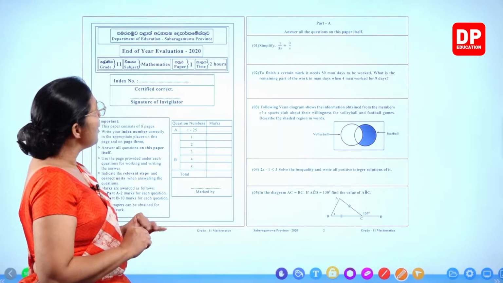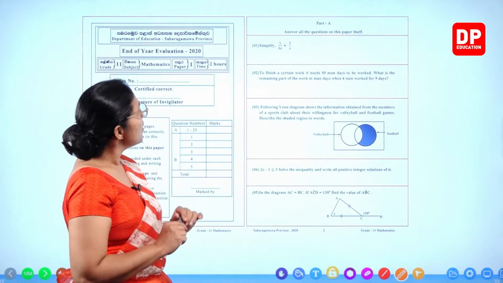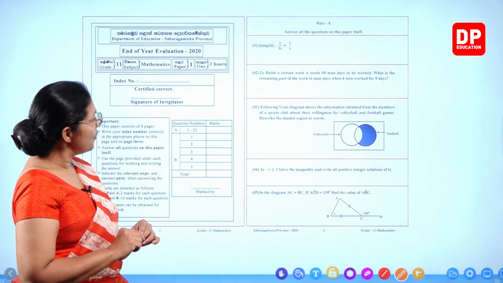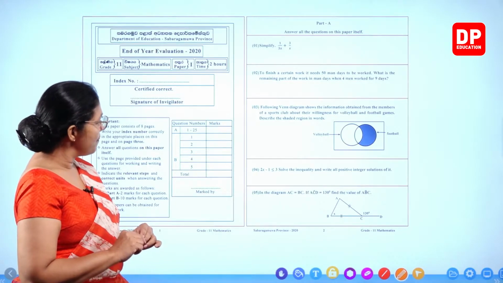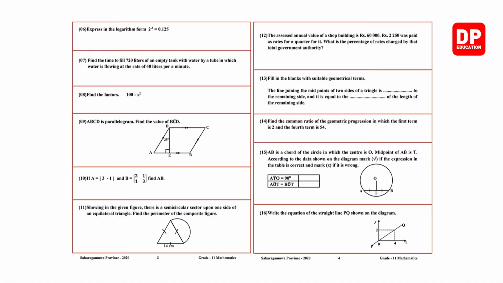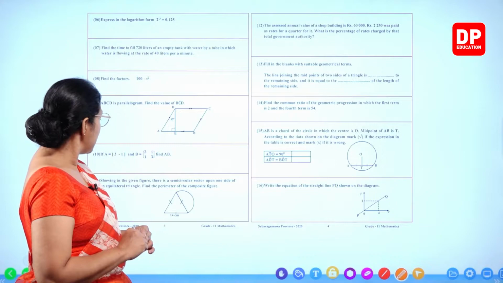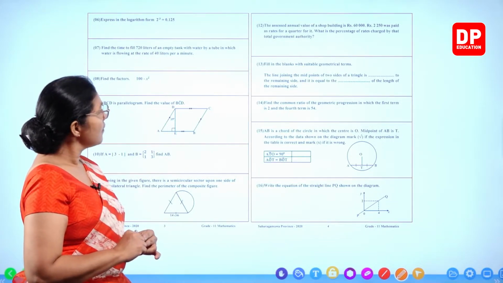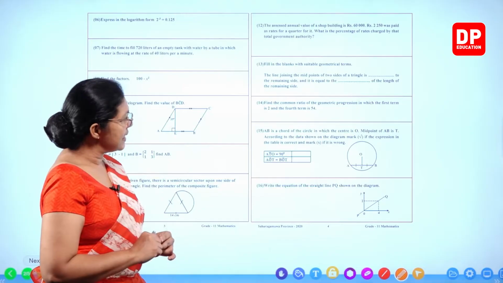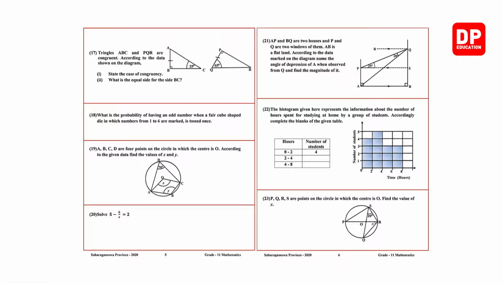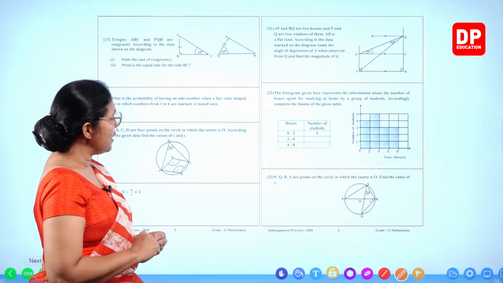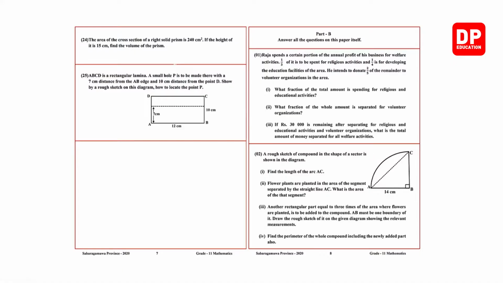So in the first paper, part A, you get question number 1, 2, 3, 4, 5. Then the next page you get 6, 7, 8, 9, 10, 11. Then 12 to 16. Then question number 17 to 20. Then 21 to 23. Then you get part B long questions.